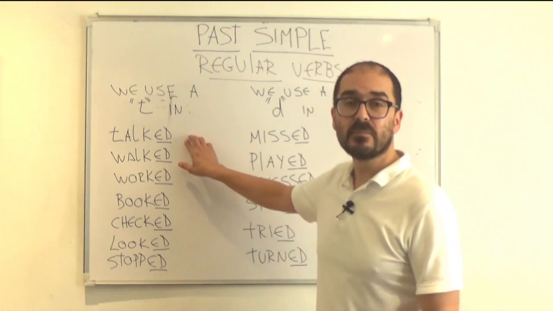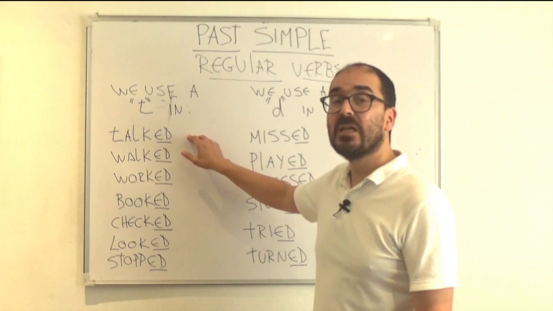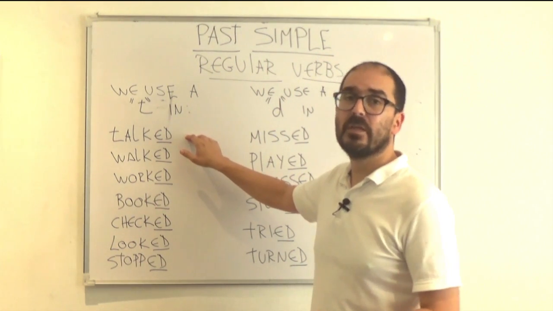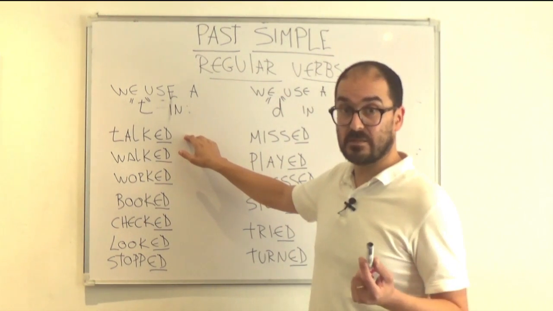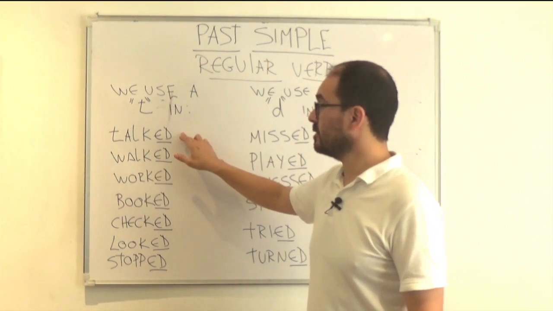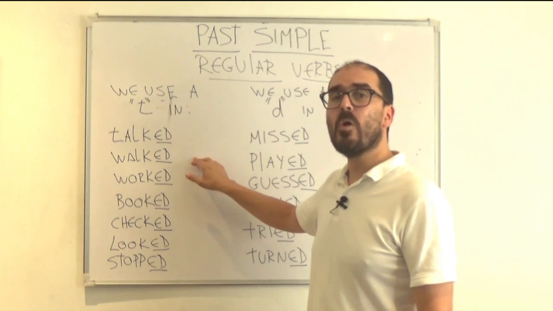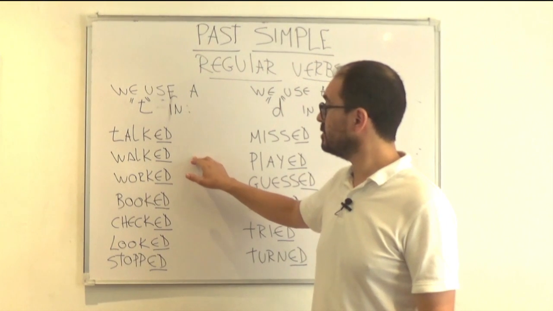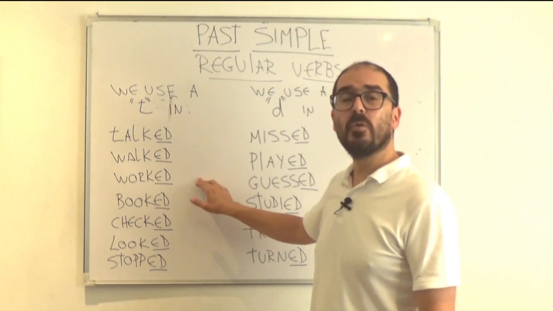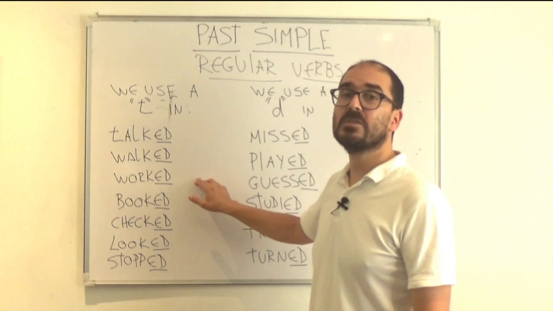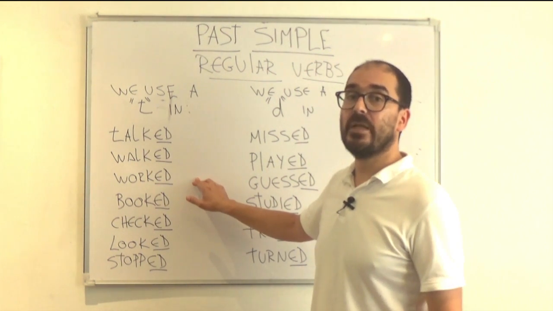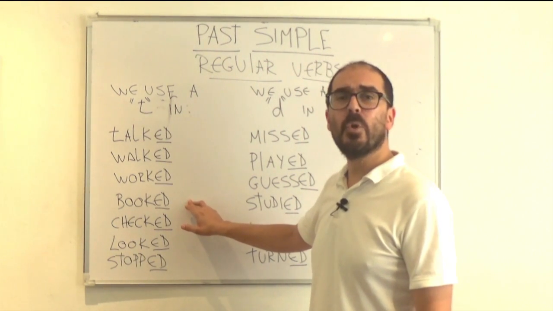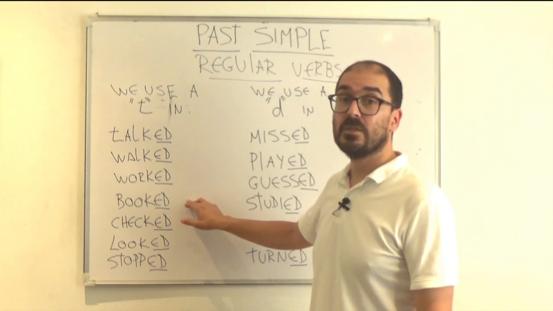For example, I talked about it before. When I say before, it's a finished event in the past tense, so I say talked. I walked here yesterday. Same thing. I worked in this office with a few friends on Christmas. I booked a flight to New York.